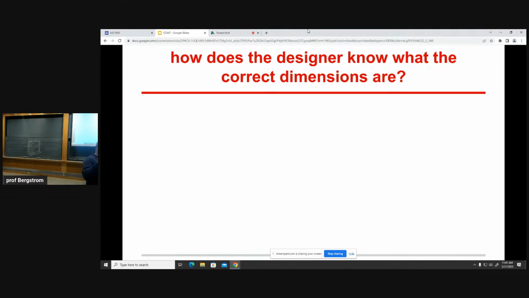So you can do functional dimensioning and tolerancing by figuring out how everything has to fit together. We've talked about that a little bit. What if you just want to pull it up out of a cookbook?